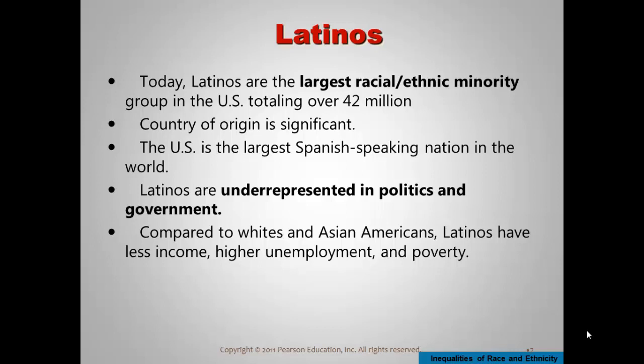But it's an interesting fact that the United States is in fact the largest Spanish-speaking nation in the world, and yet there's a lot of focus upon learning English and adopting English as the official national language and all of that by individuals who've been here longer. Although they're a large group and although their language is very dominant in some parts of our country, they're still very underrepresented in political positions and governmental positions of power. And compared to white and Asian Americans, Latinos have less income, higher unemployment, and higher poverty rates.